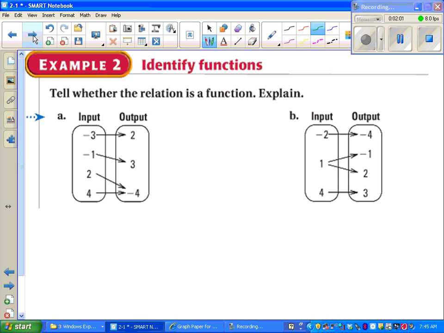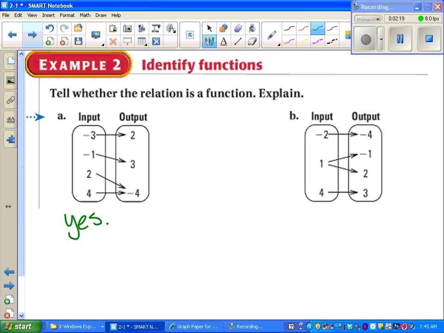So example 2 says tell whether the relation is a function. And to explain, looking at part A, it looks like every input points to exactly one output. So yes, this is a function. And for the explanation, you'd write out something along the lines of every input points to one output.